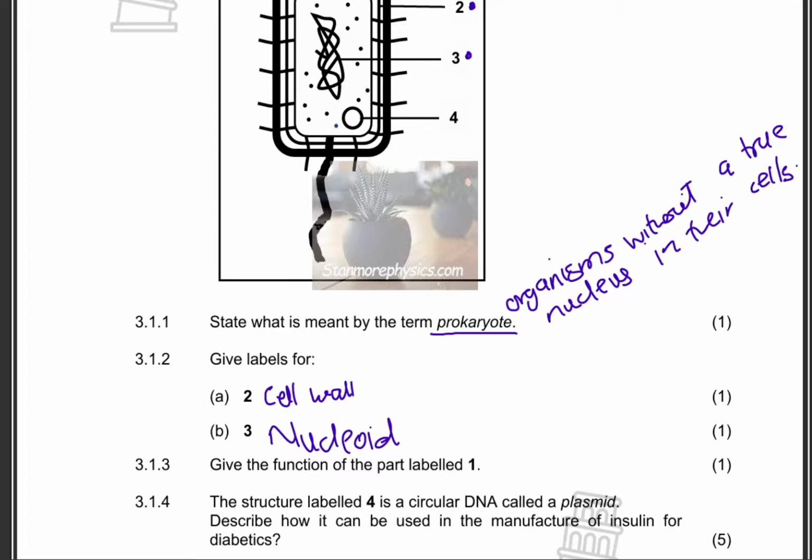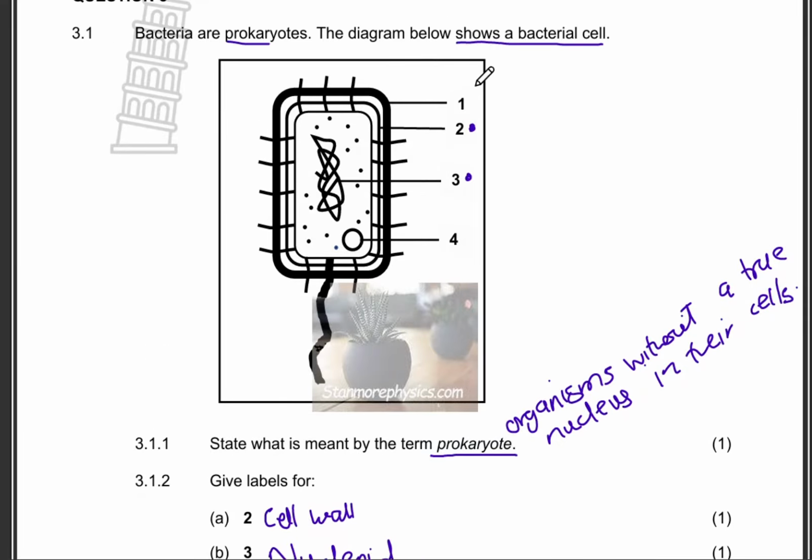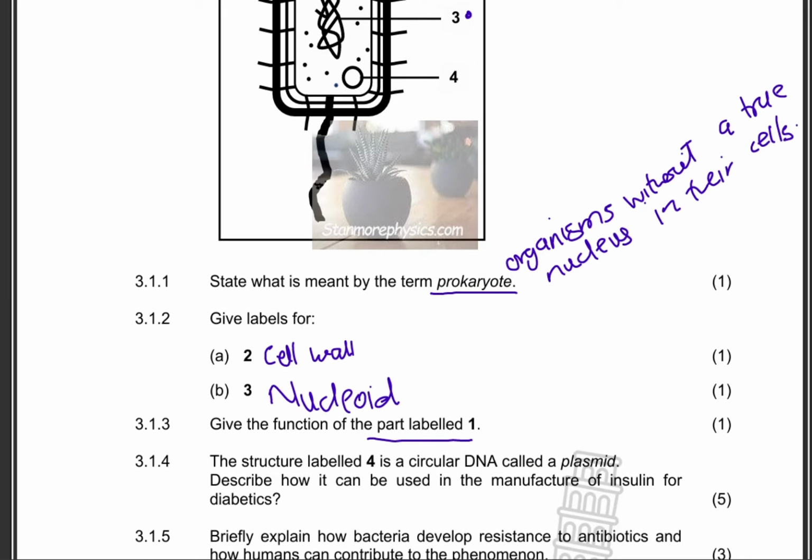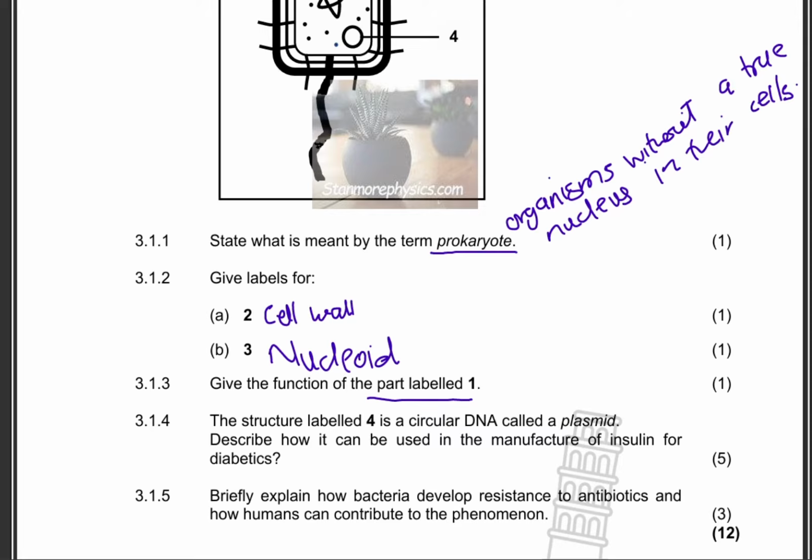3.1.3, give the function of the part labeled 1. So this is the part labeled 1, which is the slime capsule. So let's give the function: to protect the cell from drying out, desiccation, or you can even say to protect it from antibiotics. But I would say the main correct one is to protect the cell from drying out.